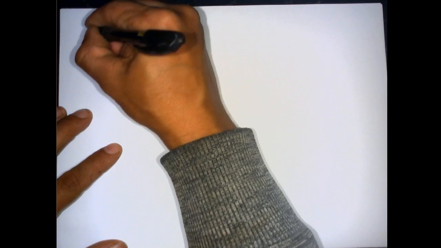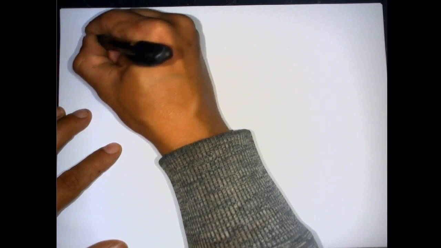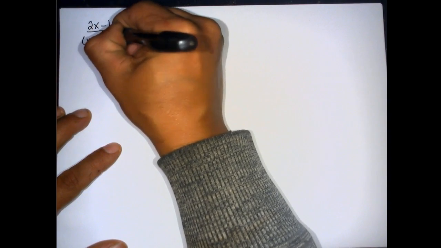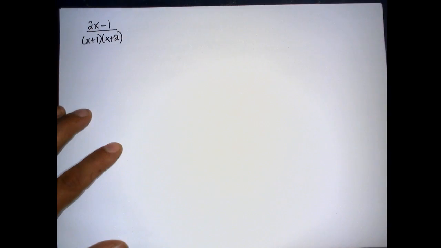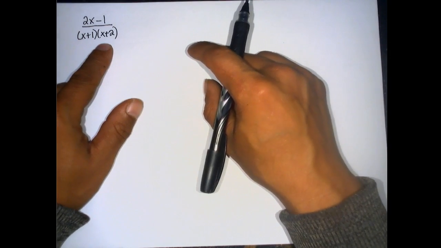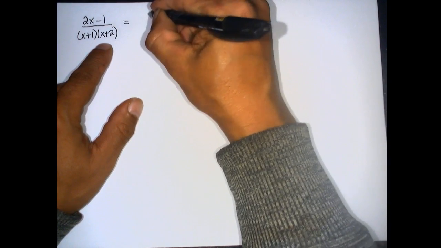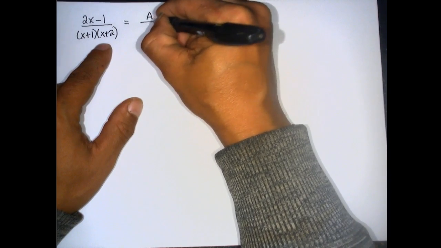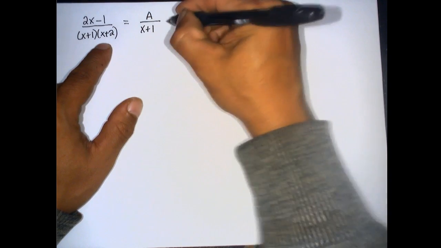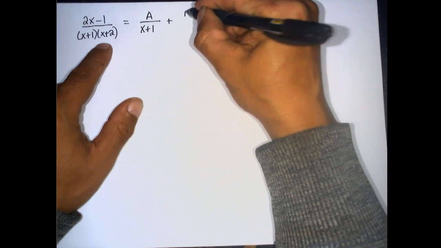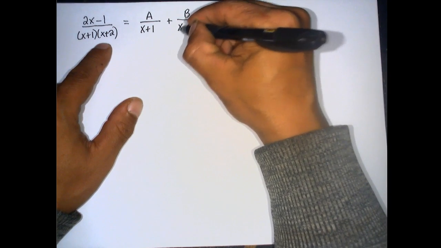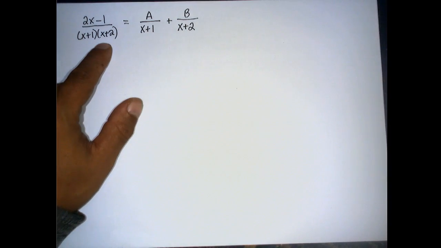And the first one we're going to look at is 2x minus 1 divided by (x plus 1)(x plus 2). Okay, 2x minus 1. And what we want to do is break this up into a sum of two fractions where the numerator is a constant number divided by x plus 1, and the second one is another fraction with a denominator of x plus 2.